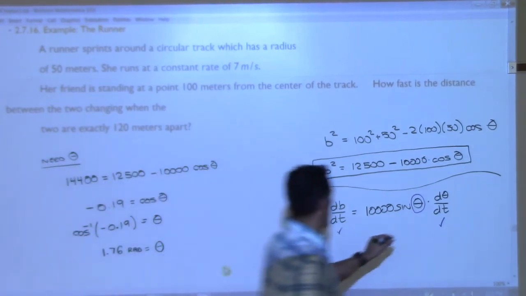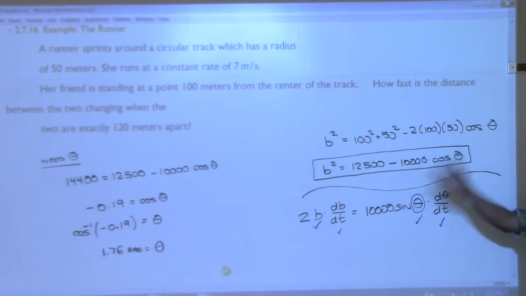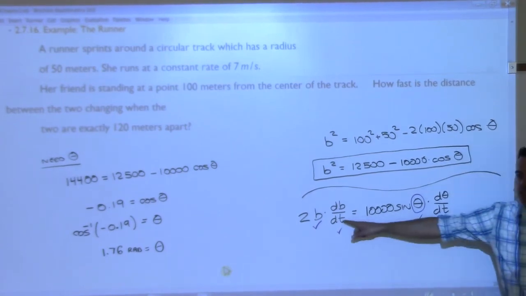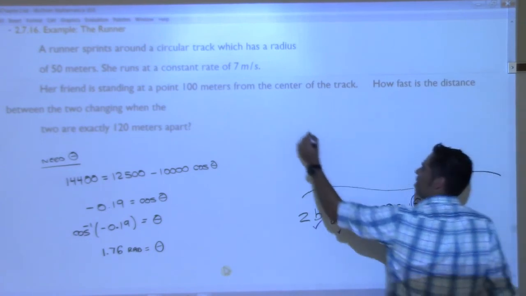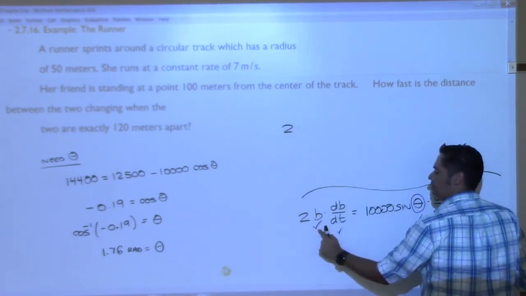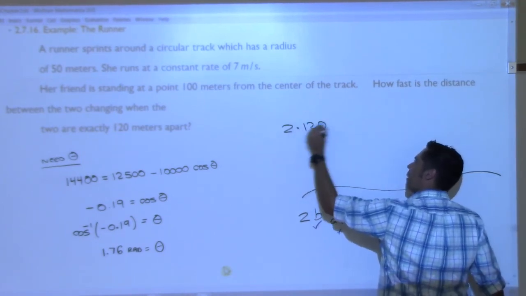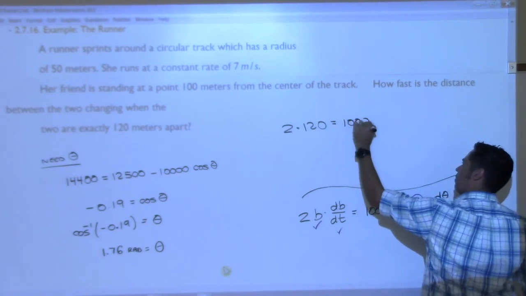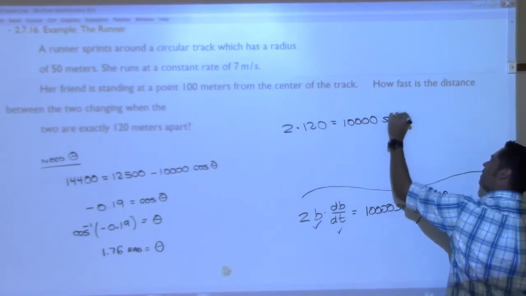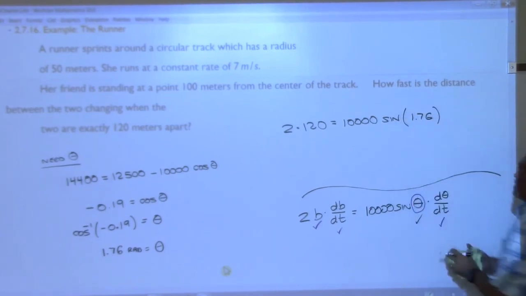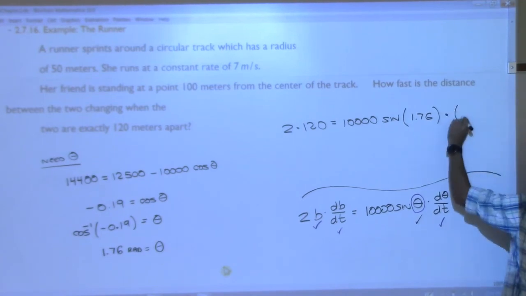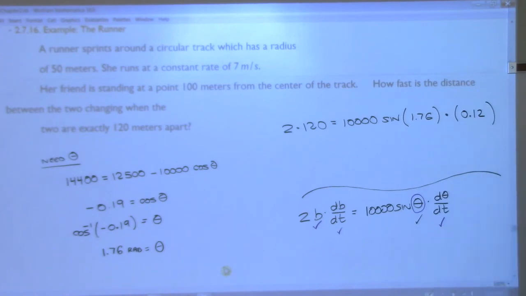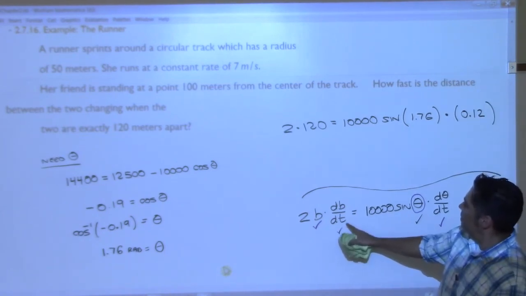So now we know what theta is, right? Let's plug everything in now, and we'll be able to solve for dB dt. All right? So we have 2. What's B? 120 equals 10,000 sine of 1.76, which we'll do on our calculator, and we'll do it in radian mode since this is radians. And then d theta dt, what was d theta dt? It was 0.12. Oh, what am I forgetting? My dB dt. Sorry, this one right here was right here next to 120.